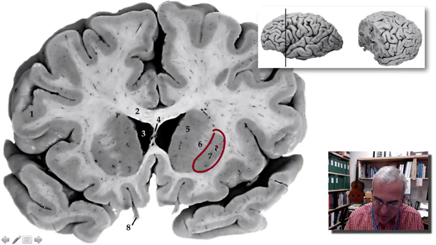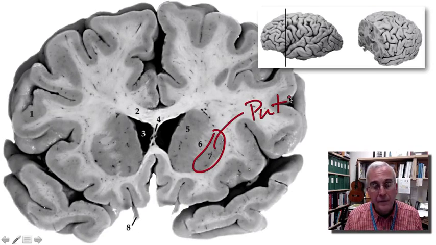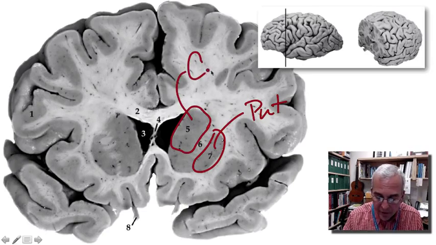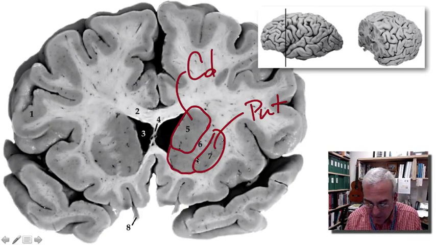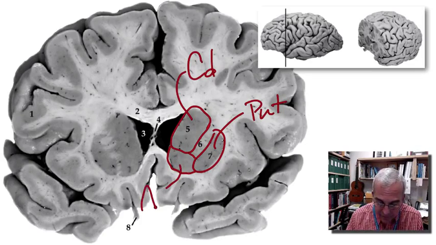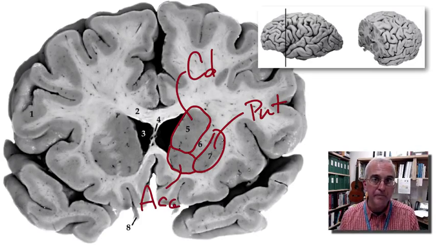Out here laterally, we have the putamen, which is on the lateral aspect of the internal capsule. On the medial aspect of the internal capsule and bulging into the lateral wall of the lateral ventricle, we have the caudate nucleus. And where the caudate nucleus and the putamen join together, inferior to the anterior limb of the internal capsule, that's what we call the ventral striatum, or in this region, primarily we call this the nucleus accumbens.